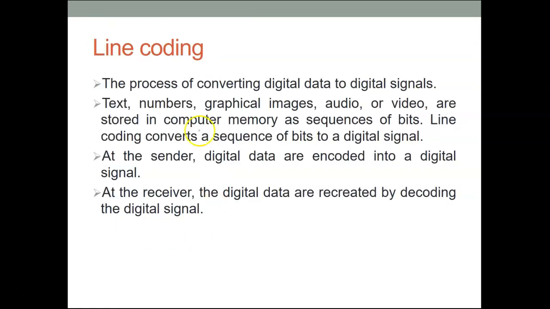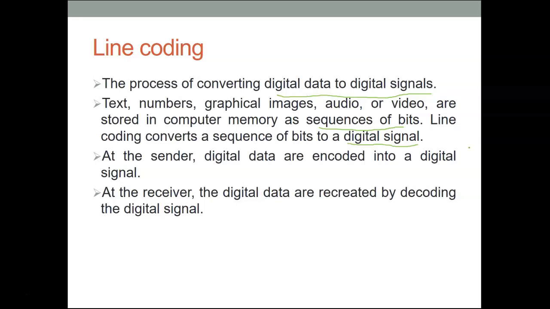So line coding is the process of converting digital data to digital signal. I have data and I change it to signal, digital to digital. Like for example, I have text, number, graphical image, audio, or video, which are stored in computer as a sequence of bits, ones and zeros. So line coding will convert this sequence of bits into digital signal. It will change the bits, ones and zeros, to digital signal. This is line coding.